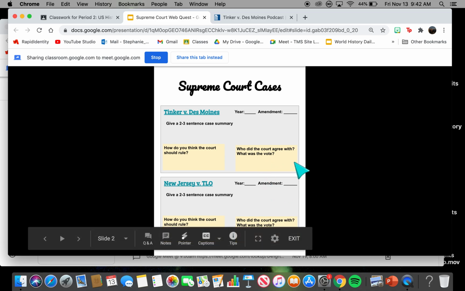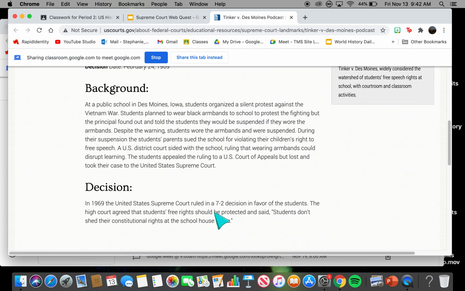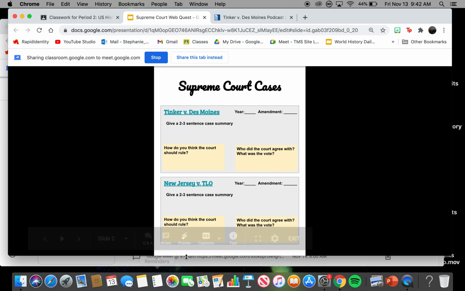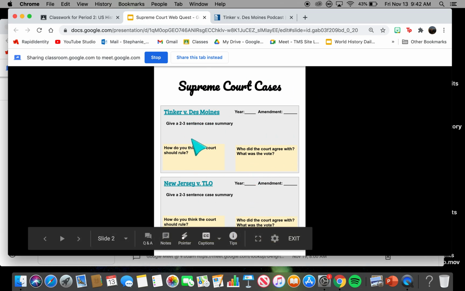So the court agreed with the student, as we can see in the decision. And this is the number it's asking for in a 7-2 decision. So there are 9 people on the Supreme Court, and they sided with the students 7-2. So that's an example of how to do the first one.